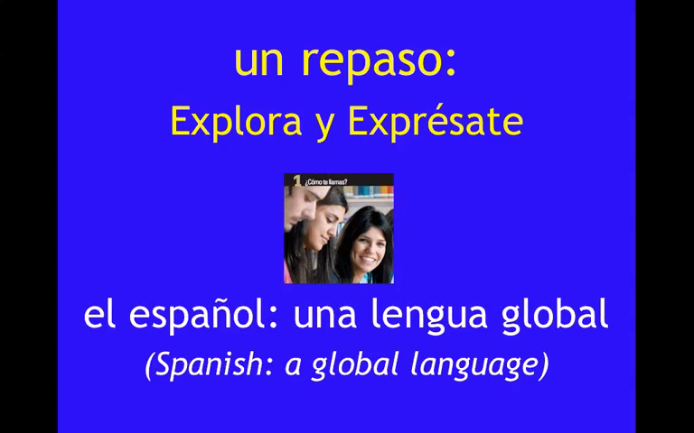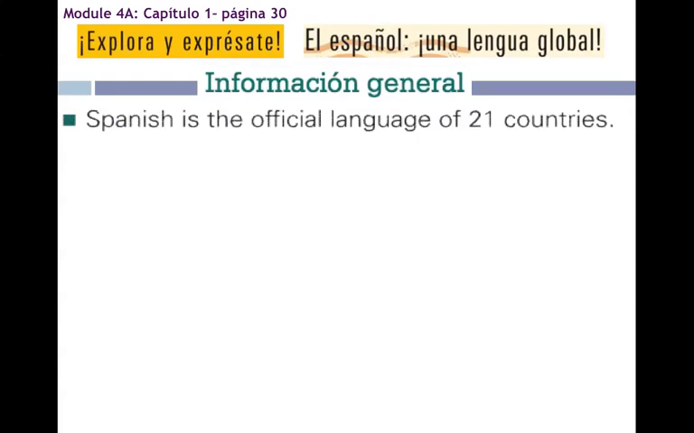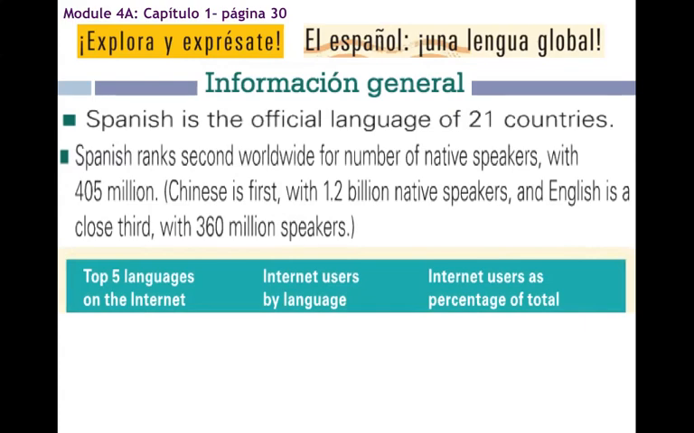Continuing now, un repaso of Explora y Exprésate, el español, una lengua global, Spanish, a global language. Some información general. If you recall, Spanish is the official language of 21 countries. We did some work with that at the beginning of the module. Spanish ranks second worldwide for number of native speakers with 405 million. Chinese is first and English comes in third.